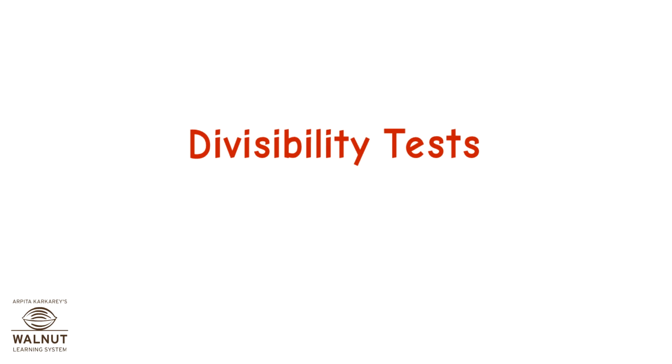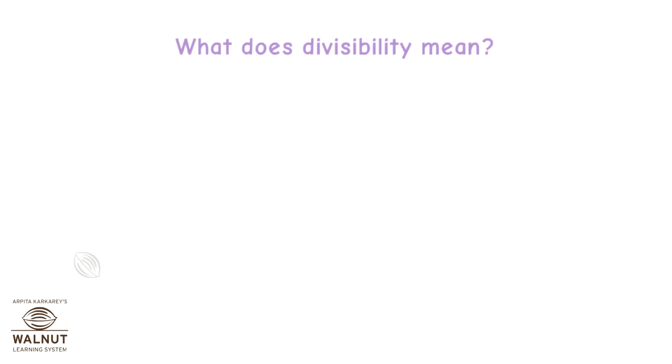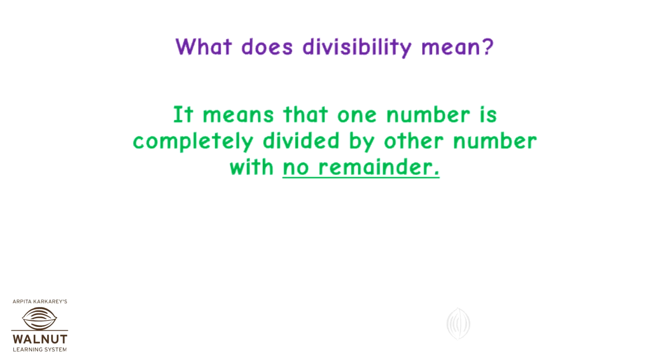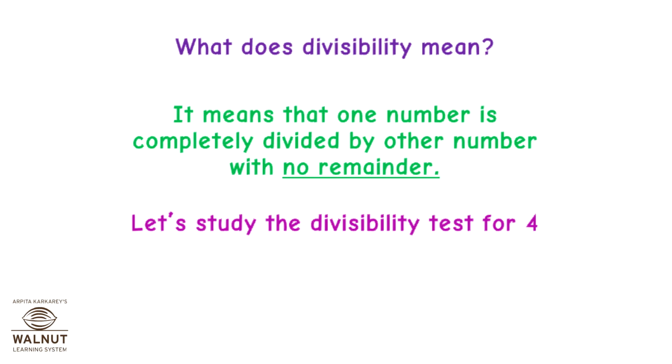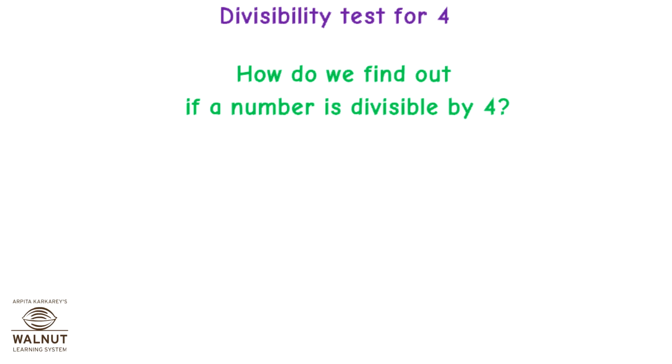Divisibility tests. Divisibility test for 4. What does divisibility mean? It means that one number is completely divided by other number with no remainder. Let's study the divisibility test for 4. How do we find out if a number is divisible by 4?